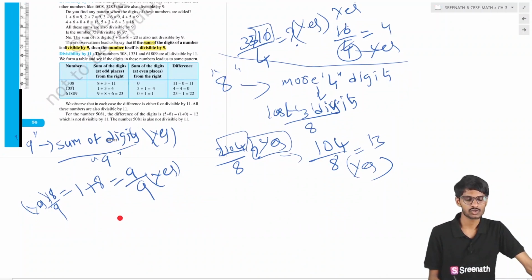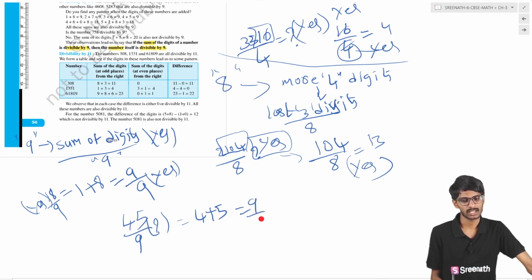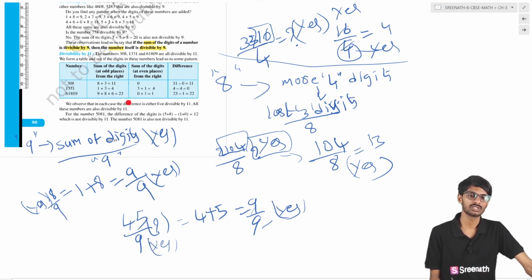And suppose we take 45. Is it divisible by 9 or not? This is the question we have. For it, what do we have to do? We have to add 4 plus 5, and that becomes 9. And dividing by 9, you will get 1. So it is yes, this is divisible. In that way you can find the divisibility rule for 9.